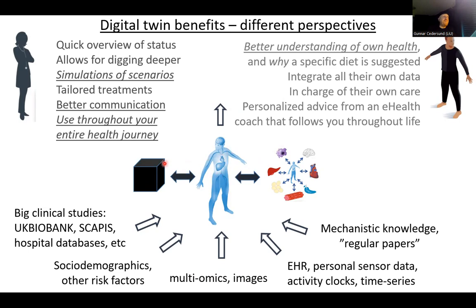So for instance, you can simulate the risk, how that changes in different scenarios. You can't do that using the machine learning models, and you cannot do that using the mechanistic models. You can only do that using the hybrid combination.